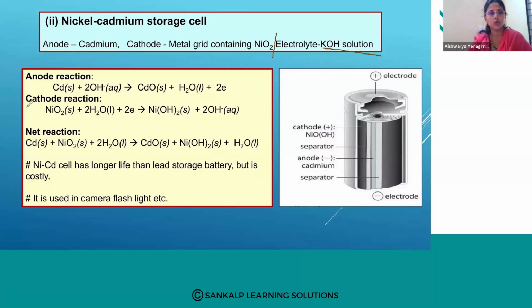It is KOH solution. So what is the anodic reaction? In the anodic reaction, cadmium will lose 2 electrons and become Cd +2. Cd +2 combines with oxide ion, O -2, and forms cadmium oxide. In the cathodic reaction, NiO2 with water takes those 2 electrons, giving Ni(OH)2 plus 2 OH-. Net reaction, overall reaction: Cd plus NiO2 plus 2 H2O gives CdO plus Ni(OH)2 plus H2O.